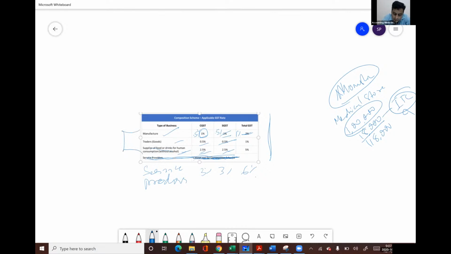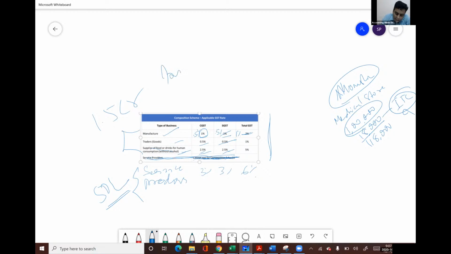For traders and manufacturers, the limit is 1.5 crores. For service providers, it is 50 lakhs. Is it getting it or not? Yes, sir.